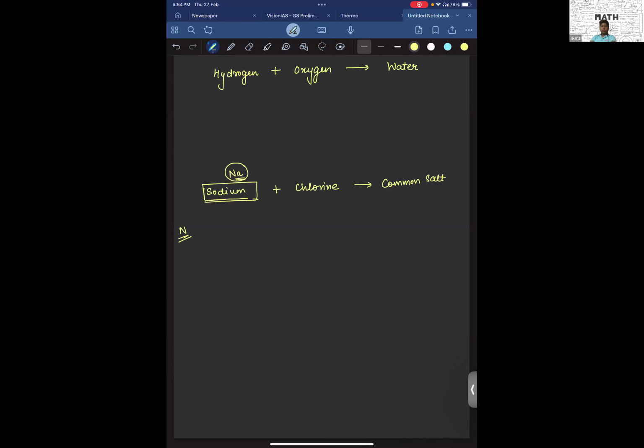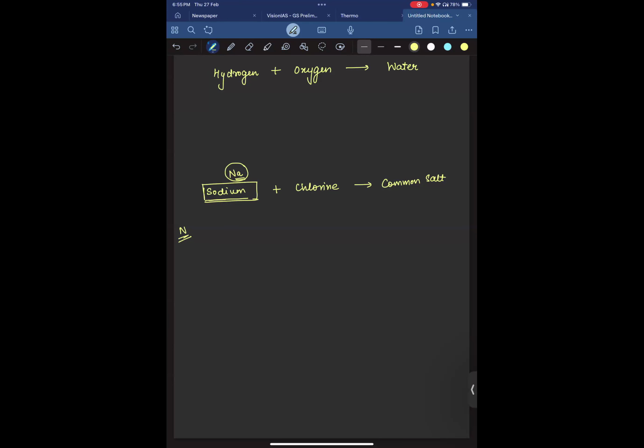Have you heard of rust? Iron and hydrogen? Where did you study this reaction? Ma'am, ferrous iron, rusting. It is iron plus oxygen, because you must have studied in lower classes also that it is oxidation of metal that causes corrosion, not hydration of metal. So in oxidation, we add oxygen to the metal.